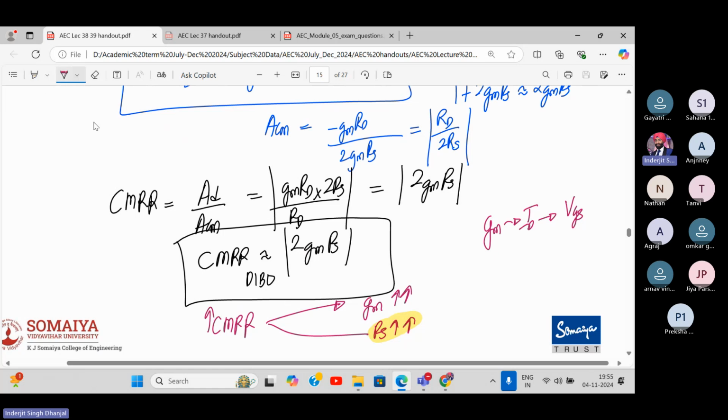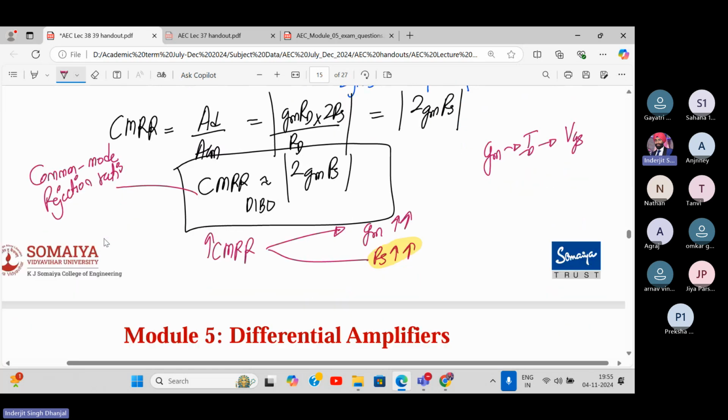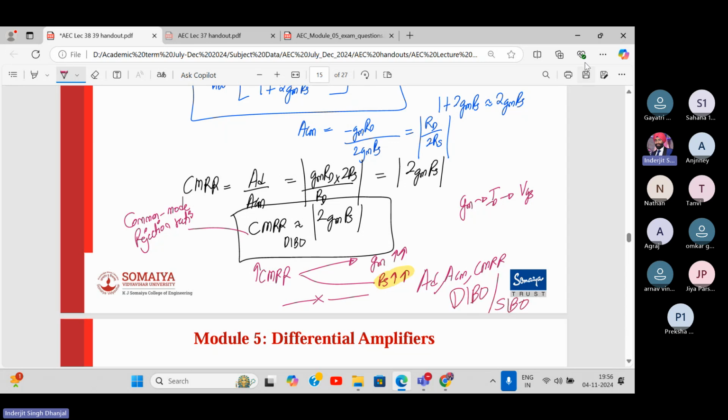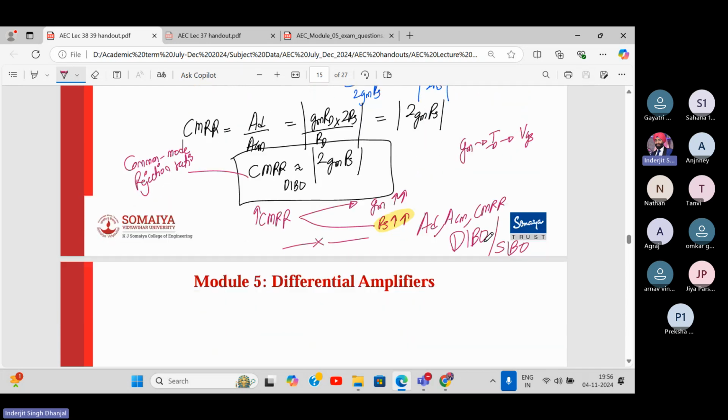By the way, what was the CMRR full form? Common mode rejection ratio. Okay, fine, understood. So that completes the derivation for AD, ACM and CMRR for DIBO. It's also for SIBO. It's the same thing. No difference at all.